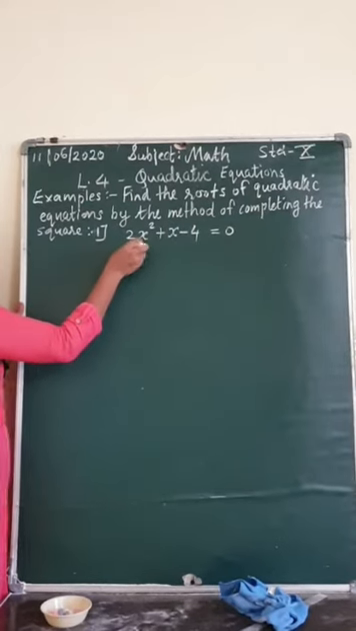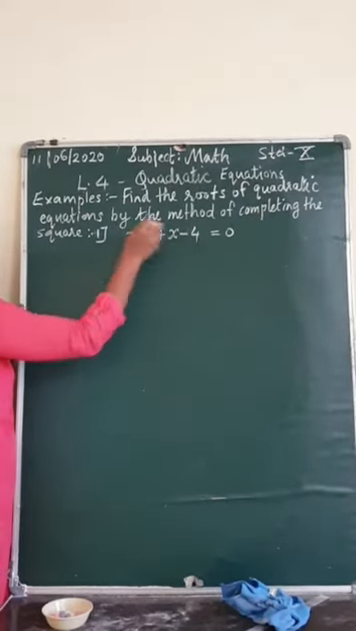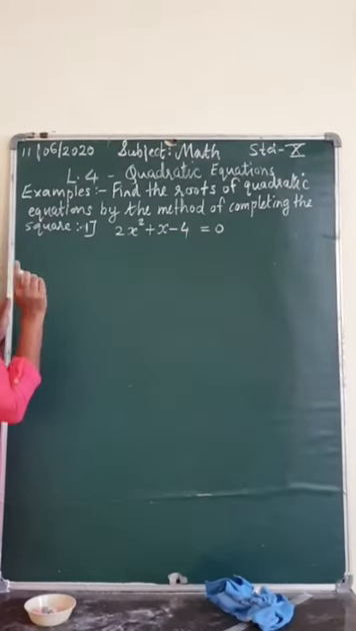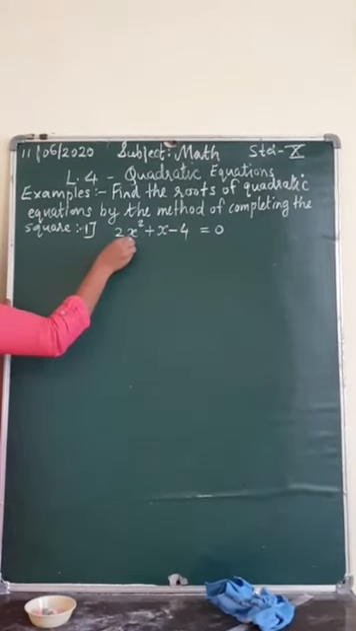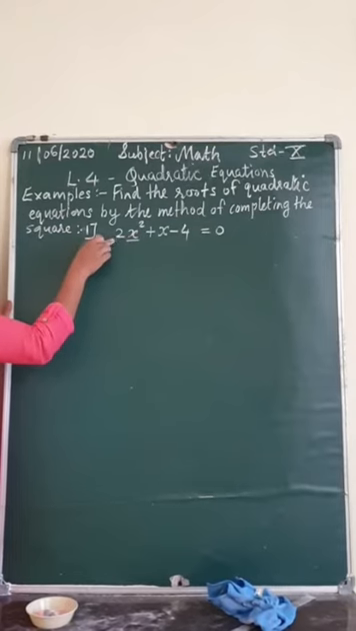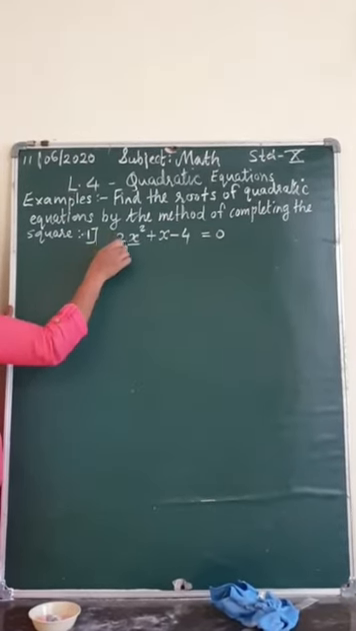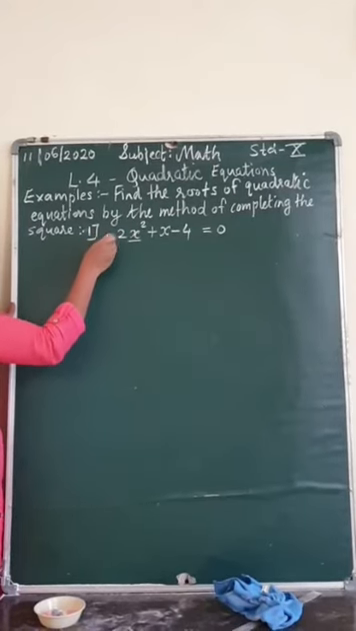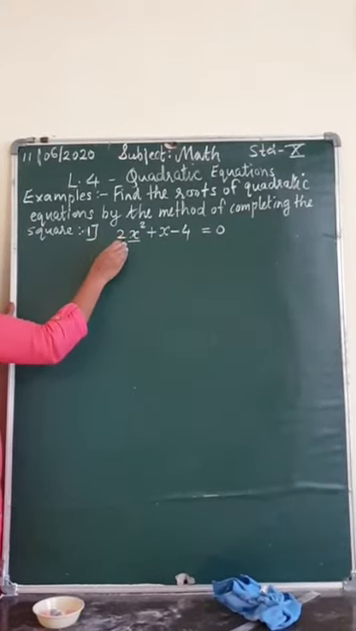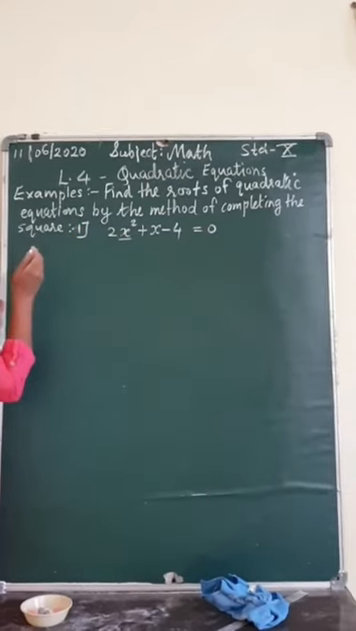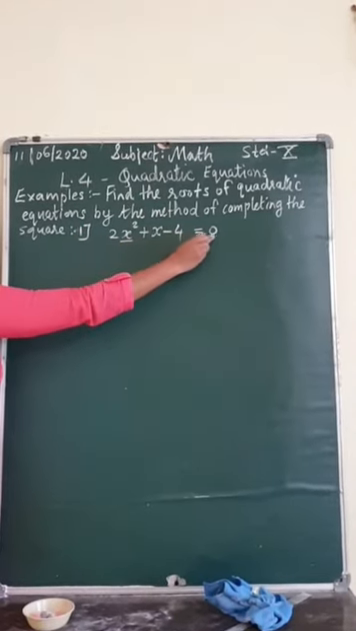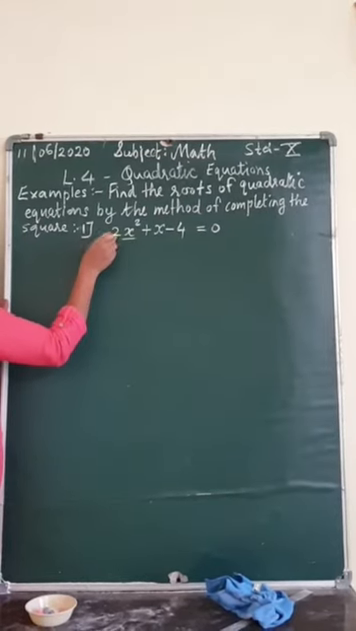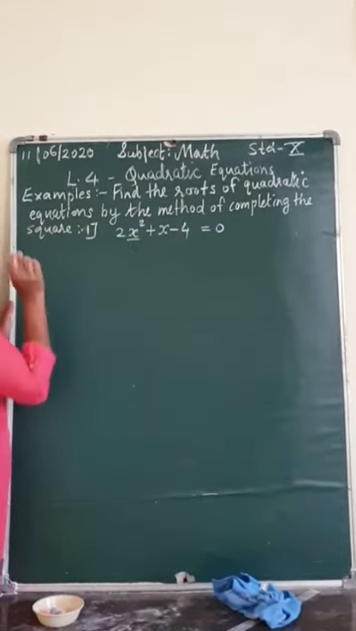Now here see, the quadratic equation is 2x squared plus x minus 4 is equal to 0. Now if you see, the coefficient of x squared is other than 1, it is 2, and we want the x squared coefficient to be 1 only. So we have to cancel this. How do we cancel it? By dividing the whole quadratic equation by 2, as 2 is the coefficient of x squared.